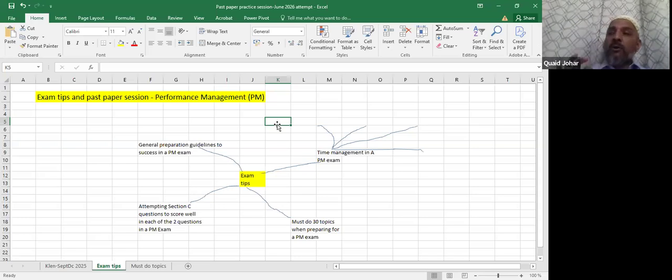So remember one thing, there is no negative marking. So no question should be left blank. No question should remain unattempted, right? You must answer each and every question, right? Even if you don't know, make a guess, right? In the end. But first, try to attempt those questions which you know well, so that you start scoring marks.